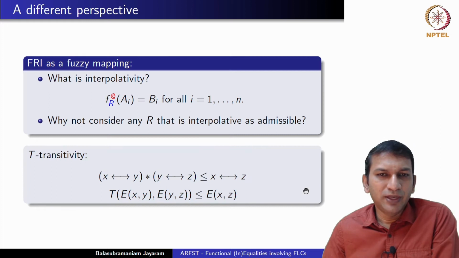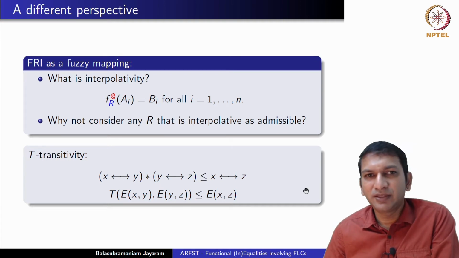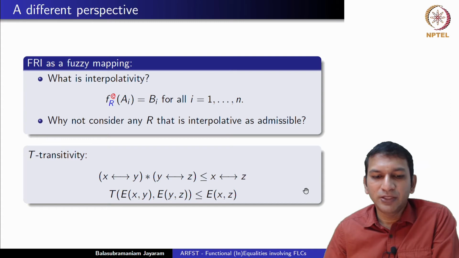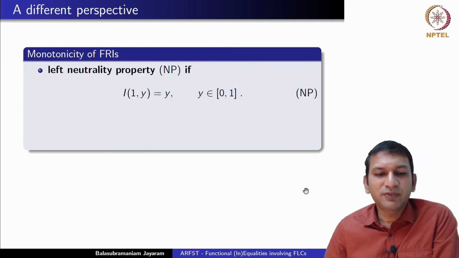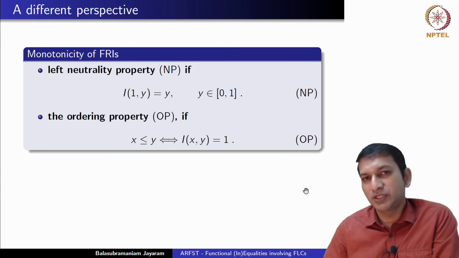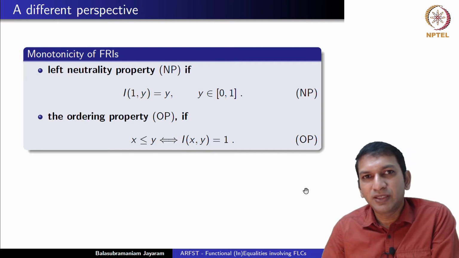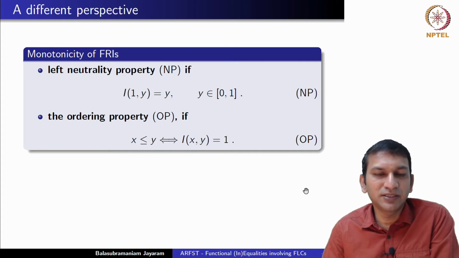And you may recall that at that point of time, the bi-implication played an important role because we defined what is called a delta function there based on the bi-implication, and we showed that bi-implication is an equality or equivalence relation, and this is the property that played a role there. When we came to monotonicity of FRIs, we saw that the left neutrality property and ordering property played a role, which obviously we knew that residuative lattice structure was able to supply us with implications having these two properties.